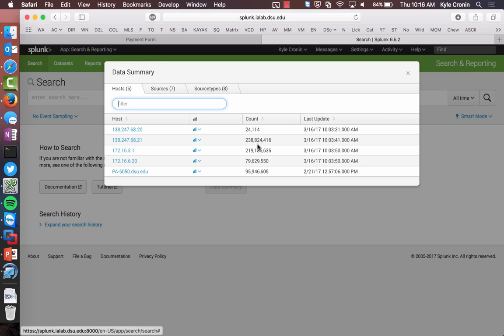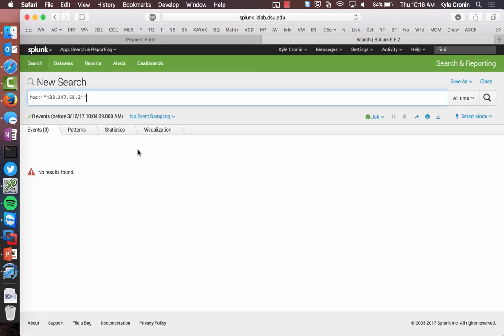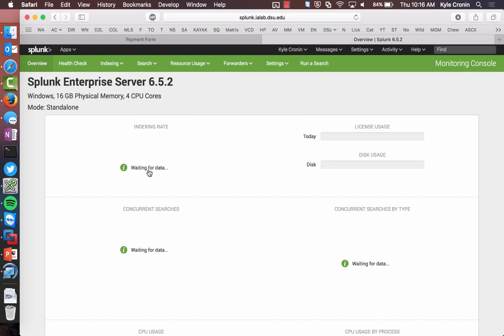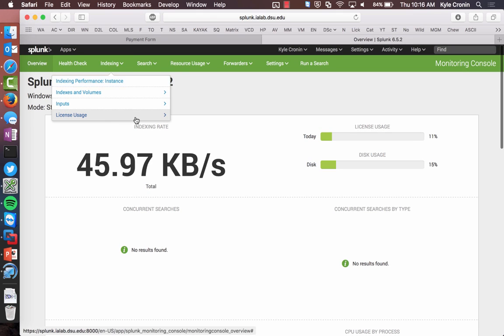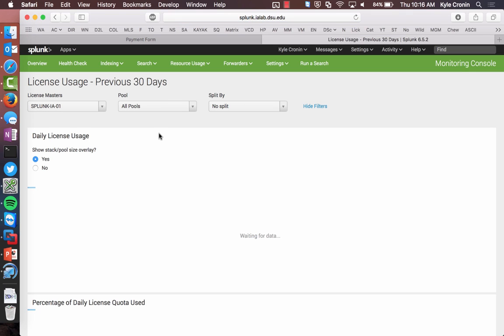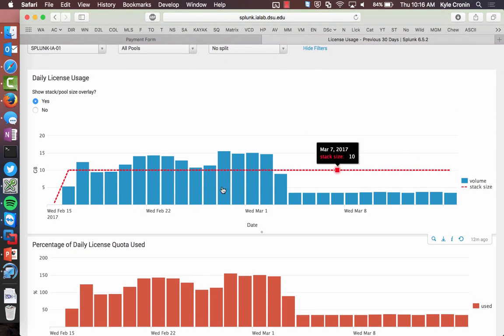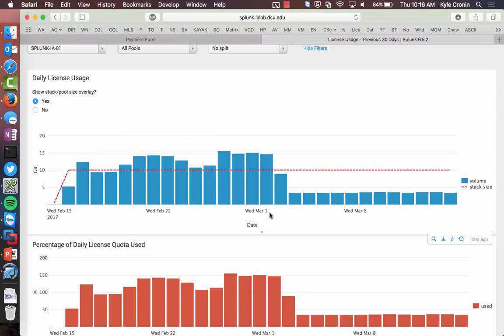Well, there are many things, and we see the count of this one firewall is 238 million events. So let's look at it. No results found. You had 238 million events. Right? I wonder if we cooked our license. Oh, yep. So the red bar is what our license allows, and the blue bars are how much data we pumped into this.